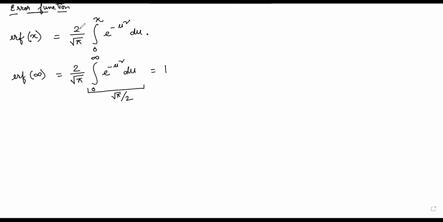So the factor 2 by root pi, which appears in the error function, is just a normalization or scaling constant. This error function occurs frequently in probability, statistics, and partial differential equations.